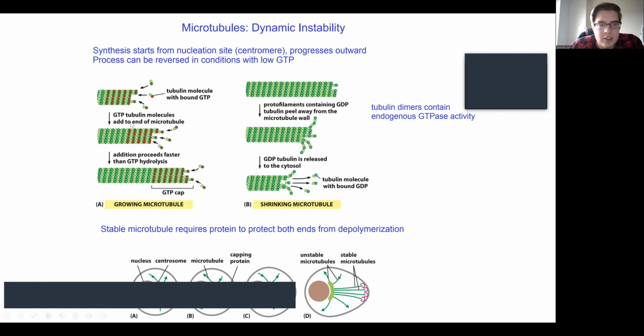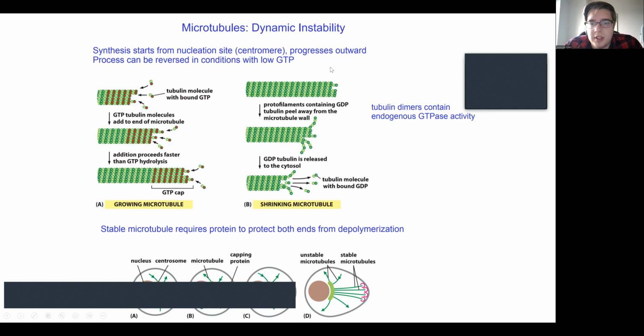And then the GTP, this red dot on each of these monomers, will hydrolyze into GDP. And it will keep these filaments intact, but it means that they can disassemble. If you look at the picture on the right here, because there's no GTP holding these monomers together, they'll easily just start peeling away and breaking. The tubule will break apart. That's really the important thing to know here. And for a microtubule to be stable, it needs to have a protein to protect both ends from depolymerization.